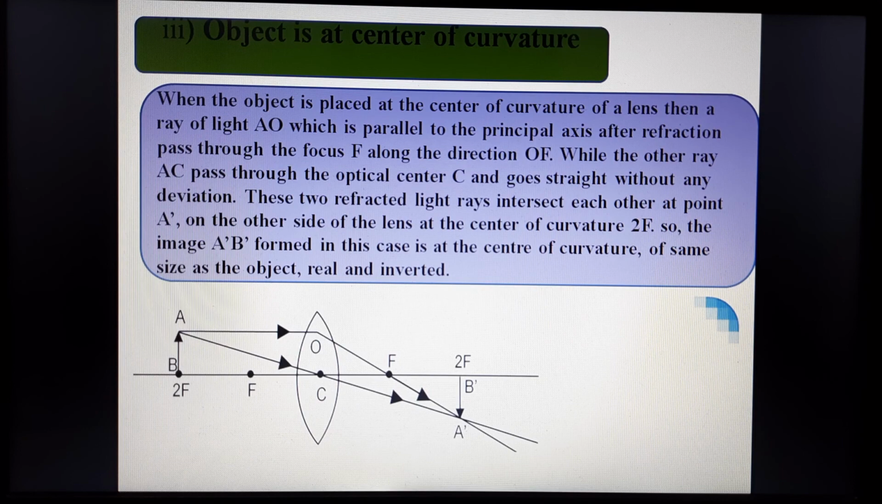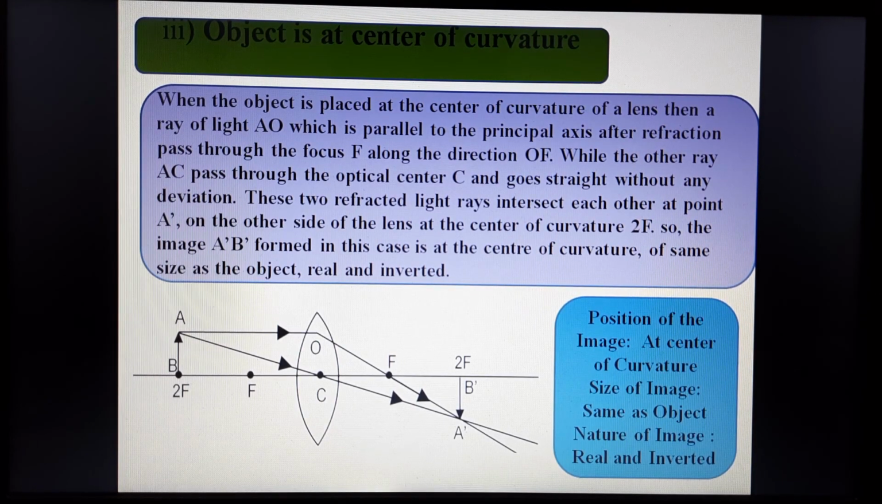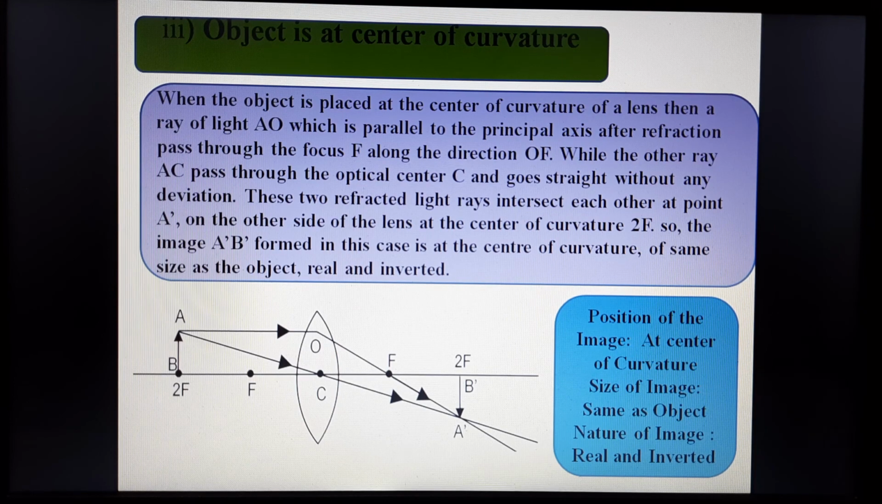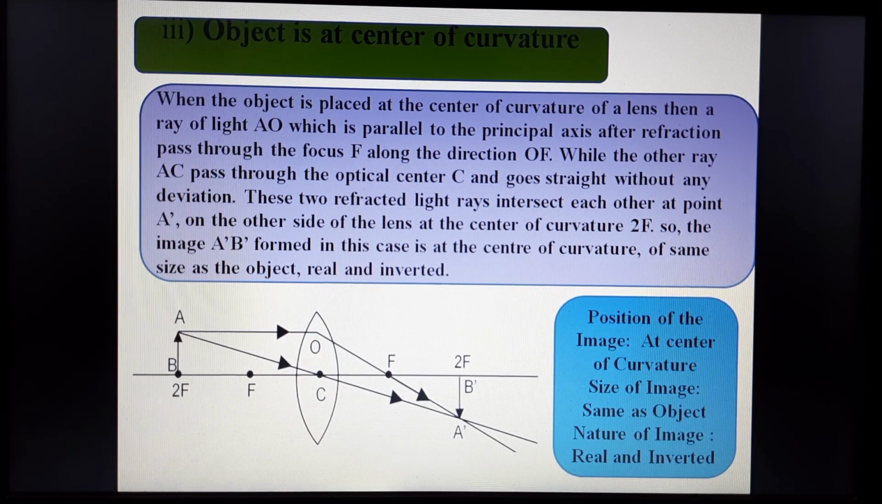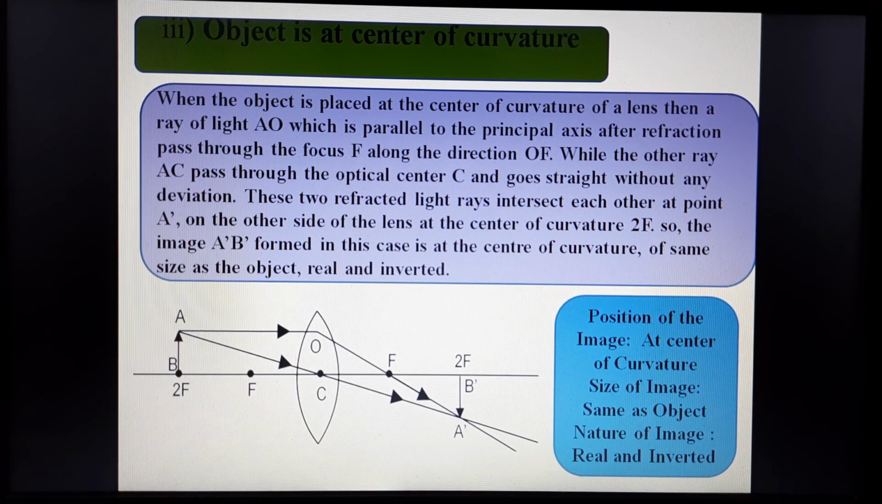So the summary for when the object is placed at center of curvature is: the position of the image is at center of curvature, size of image is the same as the object, and nature of image is real and inverted.